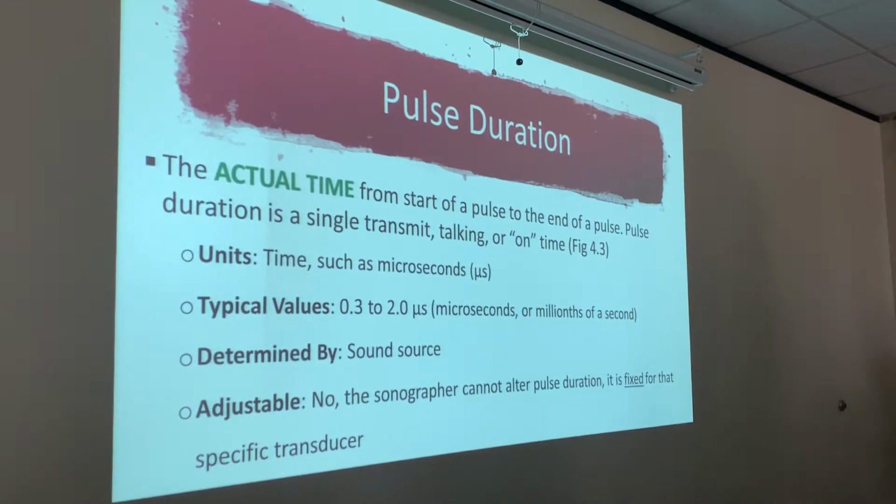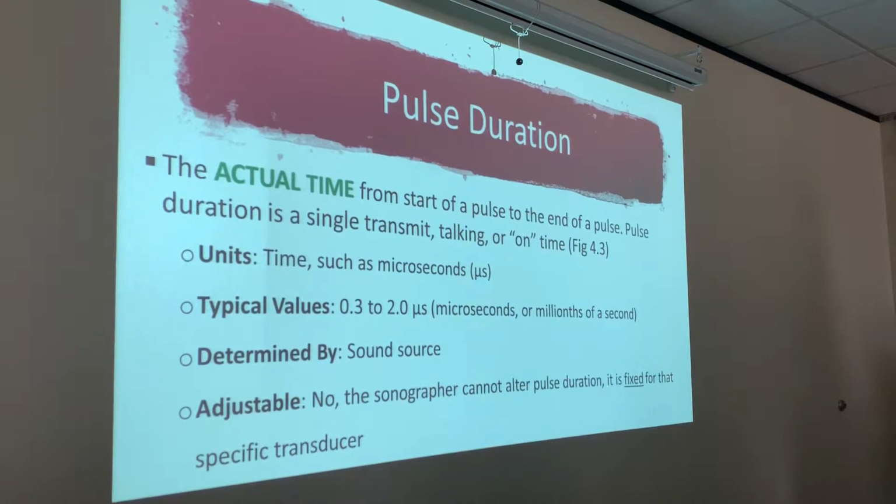Again, pulse duration is determined by the sound source. When the manufacturer makes the transducer, they already determine the pulse duration. It is not adjustable by the sonographer. There's no knob or anything like that on the machine that we can adjust for pulse duration. The only thing we can do if we want to change pulse duration is to change the actual transducer. All right, we're good on pulse duration.